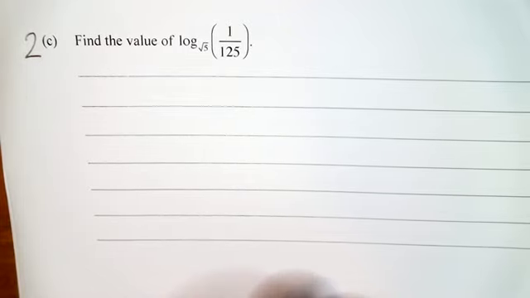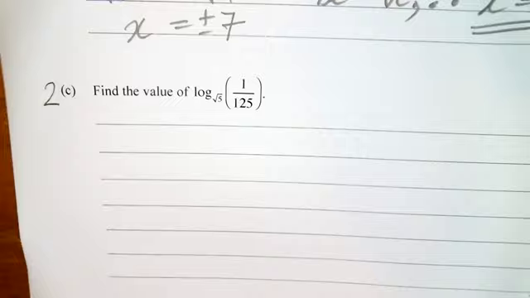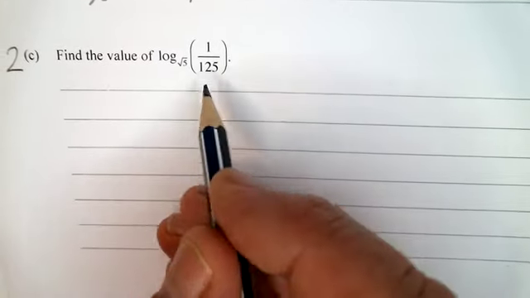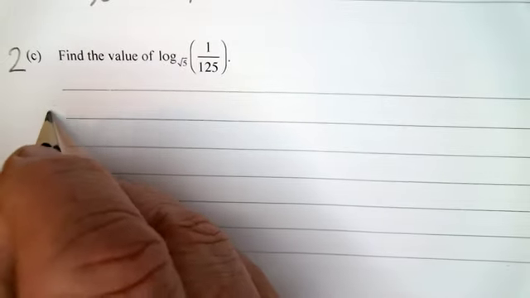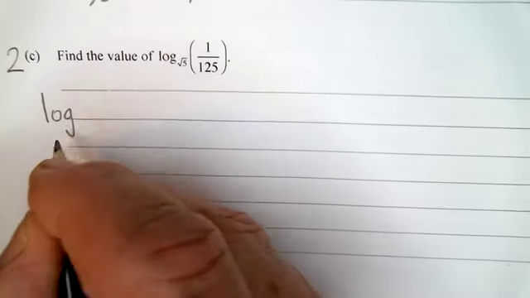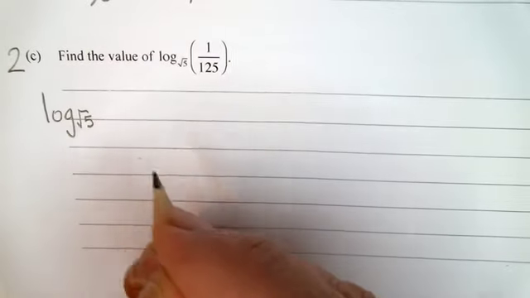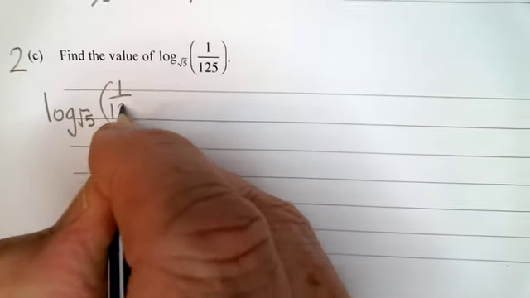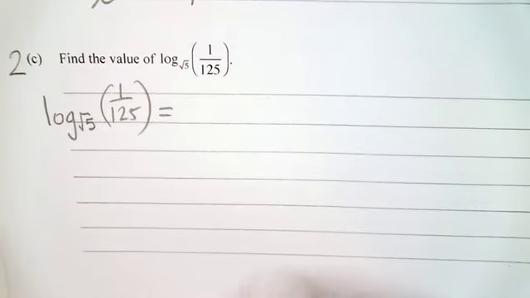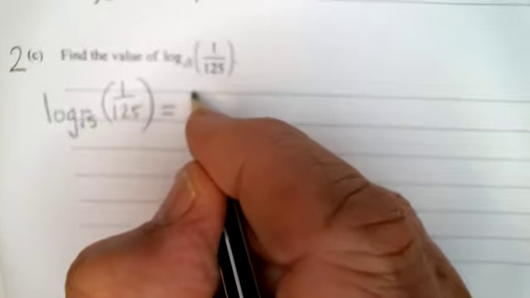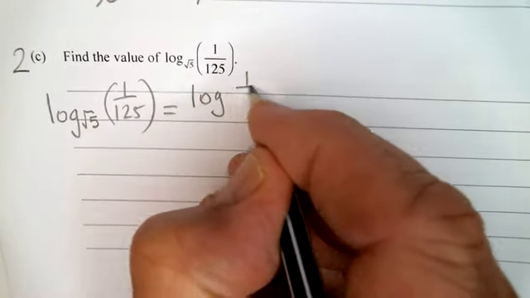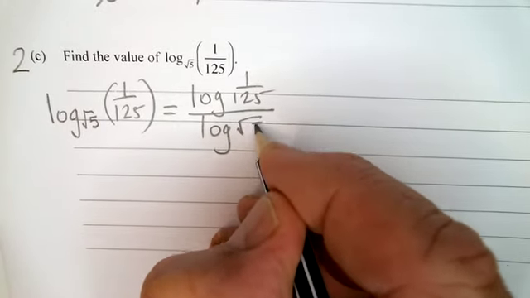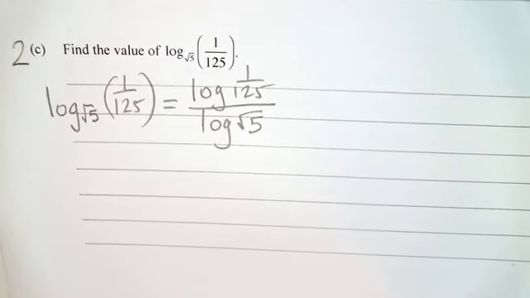So a few different ways that we can tackle this one. Perhaps the quickest and most obvious way, to get the answer straight away using a calculator, would be just to rewrite this. I'll write it first as log base root 5 of 1 over 125. We can transcribe that directly into the log of 1 over 125 over the log of root 5, and we can go ahead and see what that comes to on a calculator.